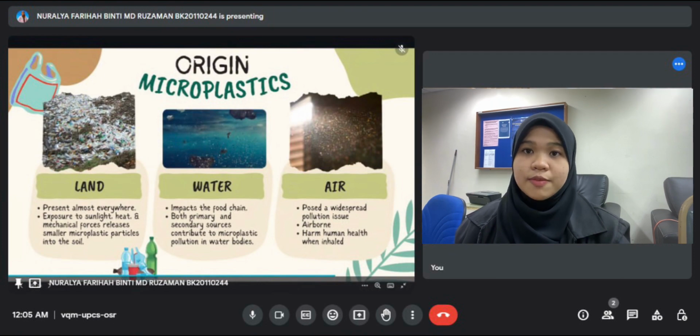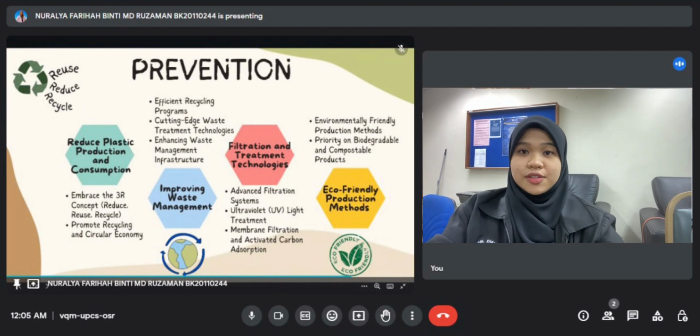Next, microplastic can be found in water bodies from both primary and secondary source. It is consumed by smaller organisms and makes its way up the food chain to concentrate in the larger, longer living organisms. Lastly, microplastic is also found in the air, posing a widespread contamination issue. Through textile, atmospheric deposition from surface runoff and wind-borne particles contribute to airborne microplastic pollution, which can be inhaled and potentially harm human health. Next, we move on to the prevention of microplastic.